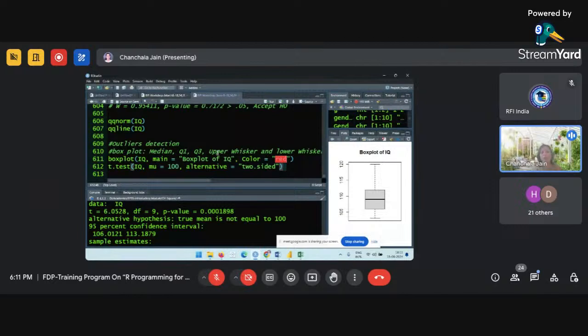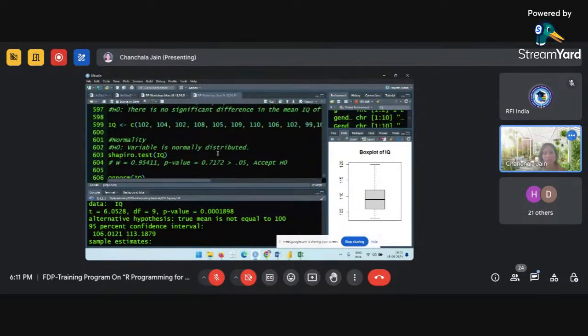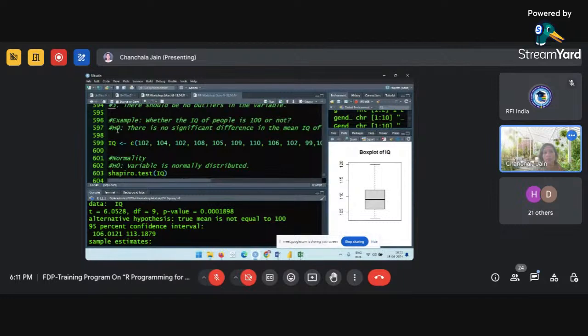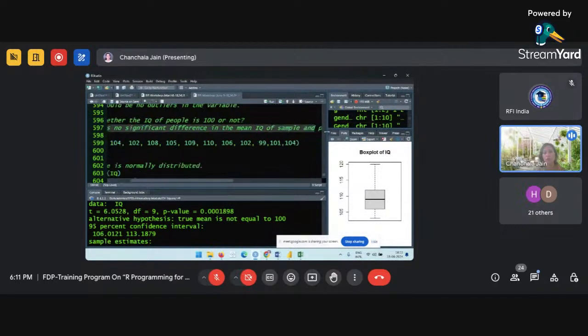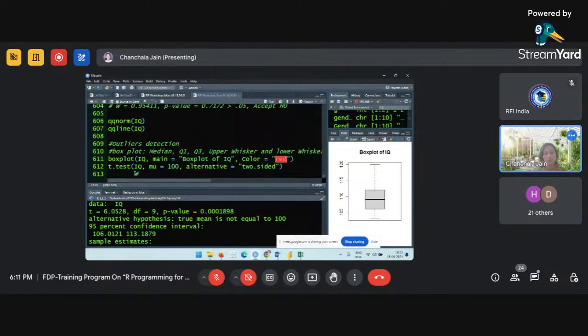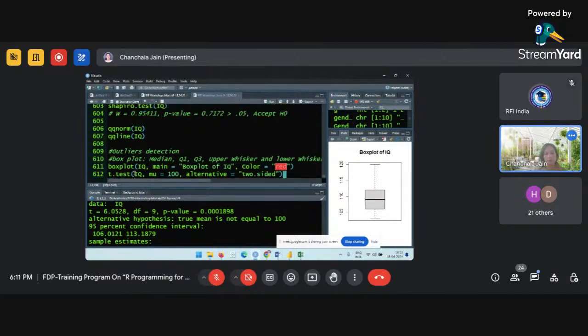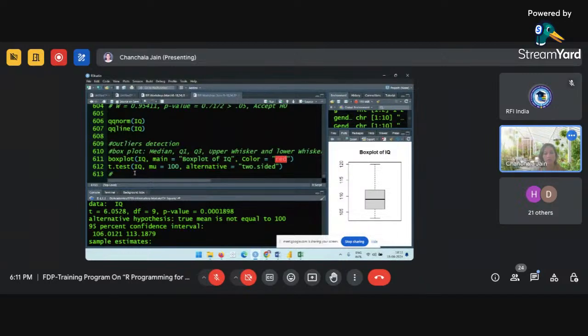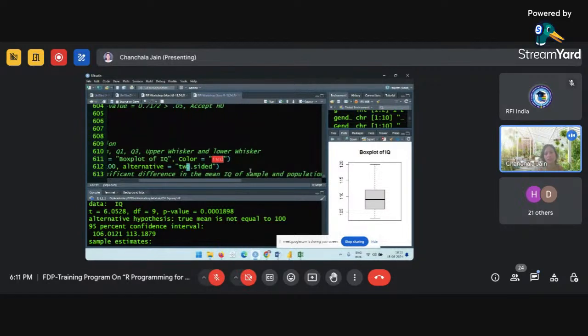And what will be the conclusion of the alternative hypothesis? This is the hypothesis. So what conclusion will you draw? If we are not accepting the null hypothesis, the conclusion will be that there is a significant difference. Yes or no? There is a significant difference in the mean IQ of the sample and the population, right?